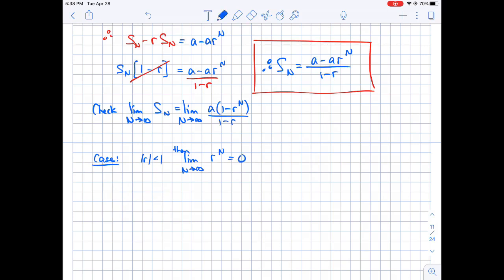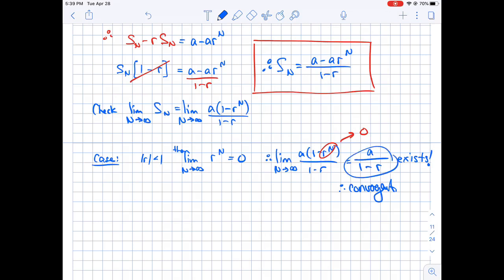So here, this limit is going to be 0, and what that means is that the limit, as capital N goes to infinity, of a times 1 minus r to the n over 1 minus r, this term we know goes to 0, so the whole limit is going to exist. It's going to be equal to a divided by 1 minus r. And these values, we don't know what they are, but it exists. And so we would say that the series here is going to be convergent. Okay, and if it is convergent, it's actually going to be equal to that value. That's the limit as n goes to infinity.